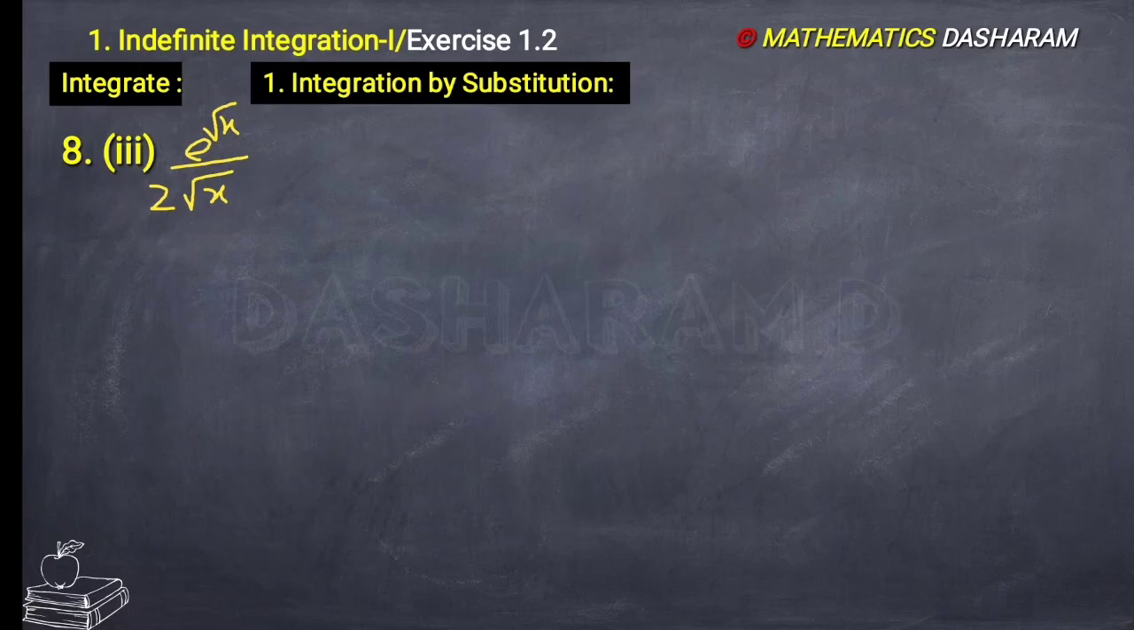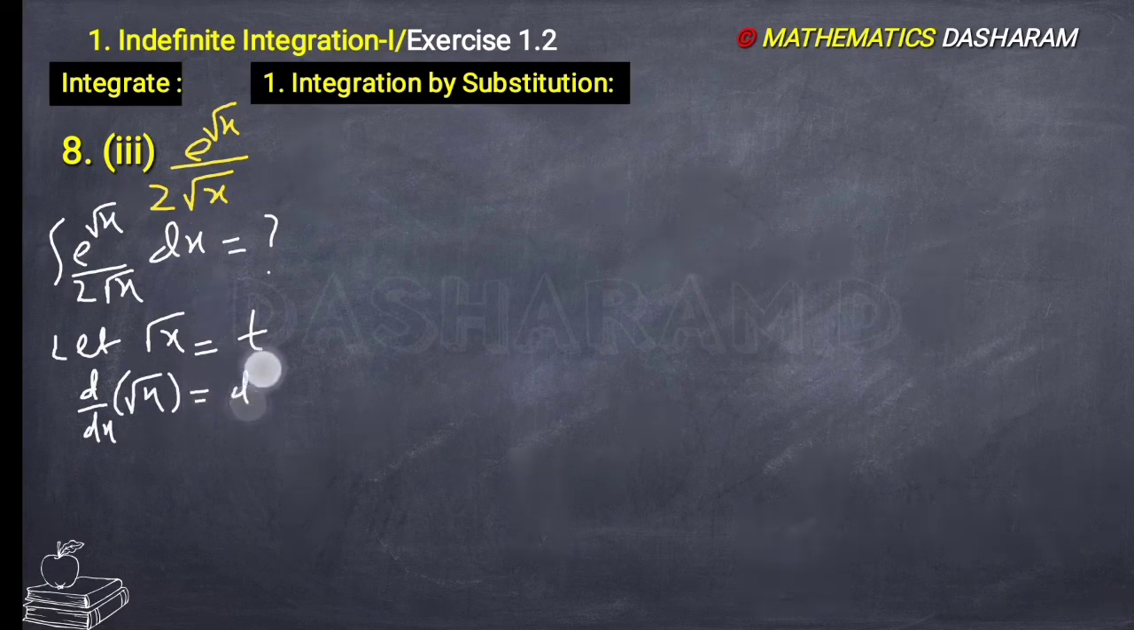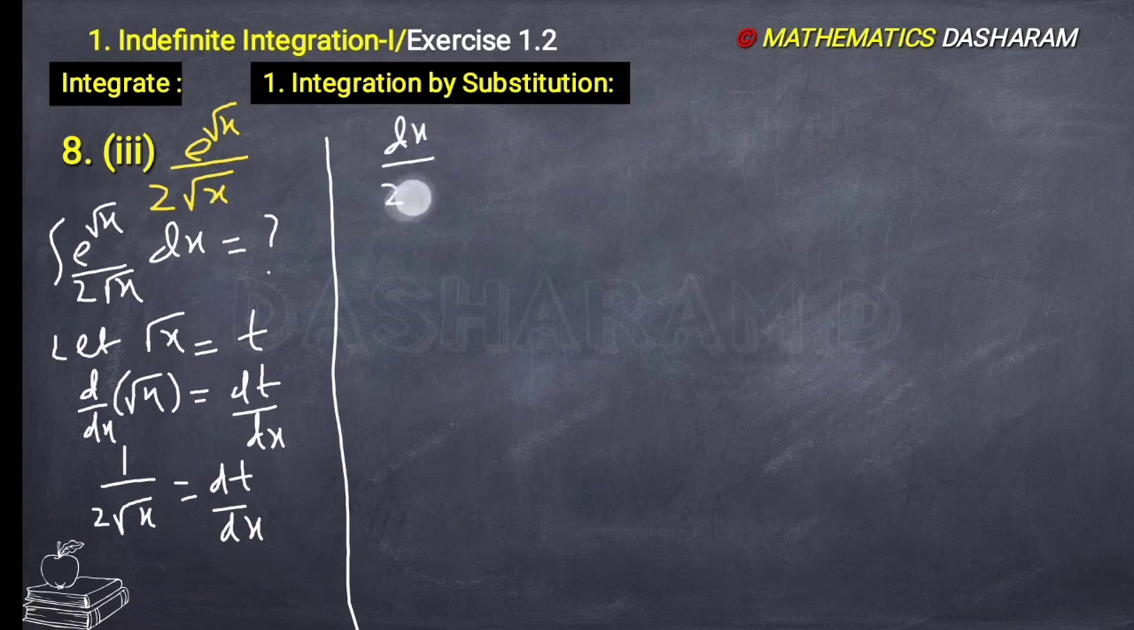Third problem, e power root x by 2 into root x. So integration of e power root x by 2 into root x dx equals how much? Let root x equal t. Then do the derivative with respect to x. The derivative of root x is 1 by 2 root x, dt by dx. Now dx goes to the numerator on the other side, so dx by 2 root x equals dt.